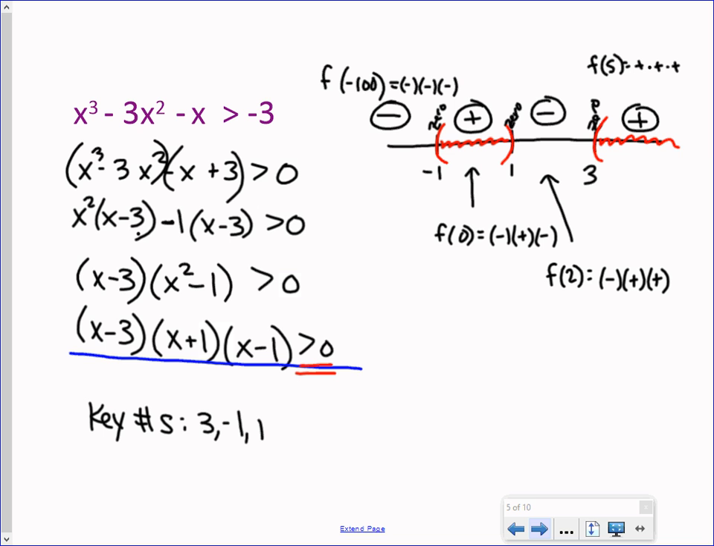So then I can write my answer in interval notation. That's really easy once I have looked at that graph. It's negative 1 to 1, exclusive, union 3 to infinity.